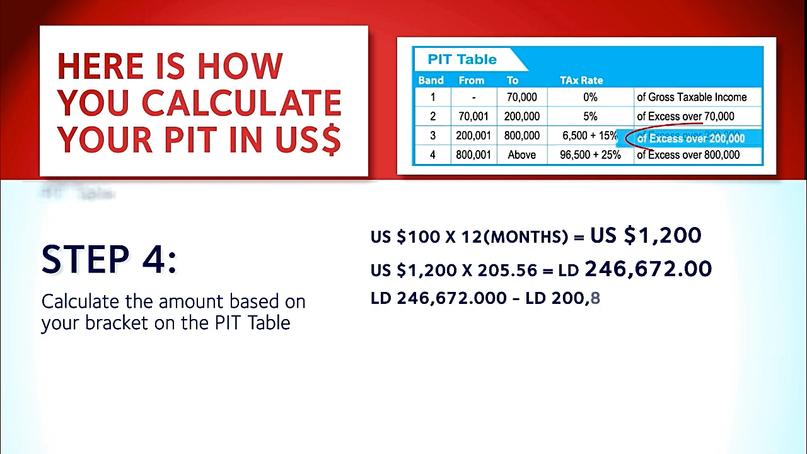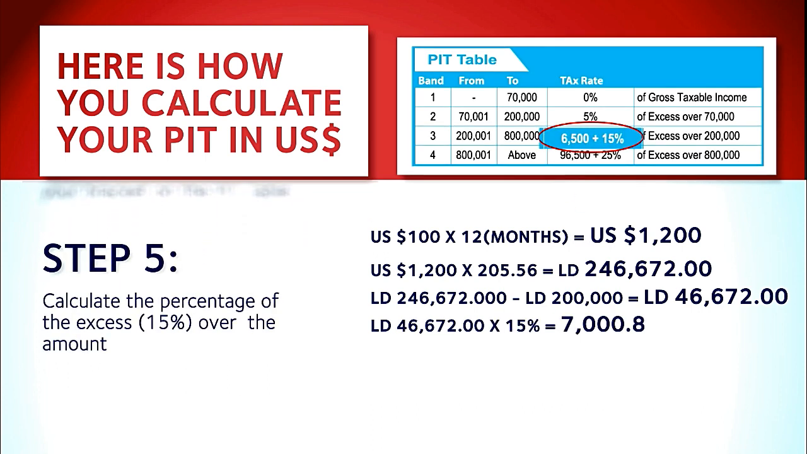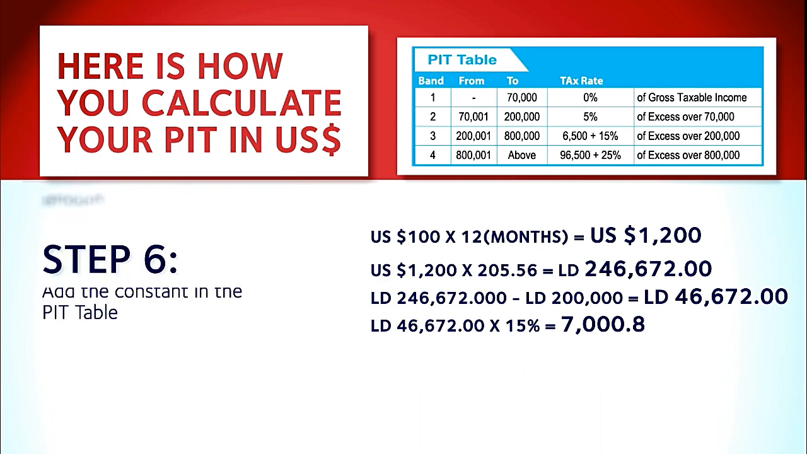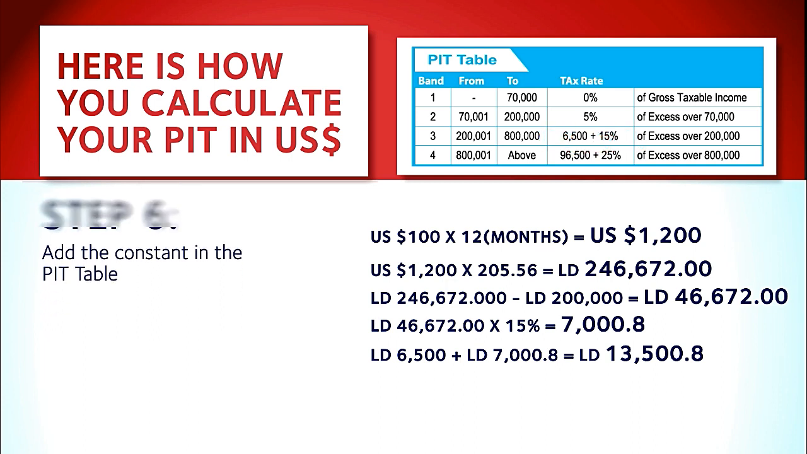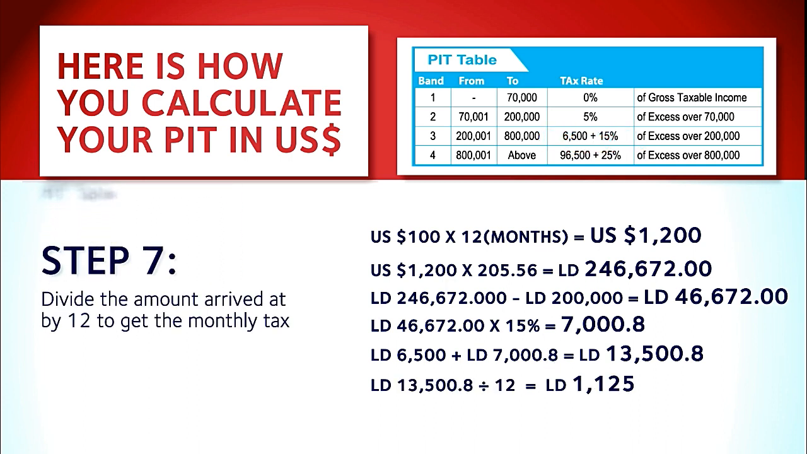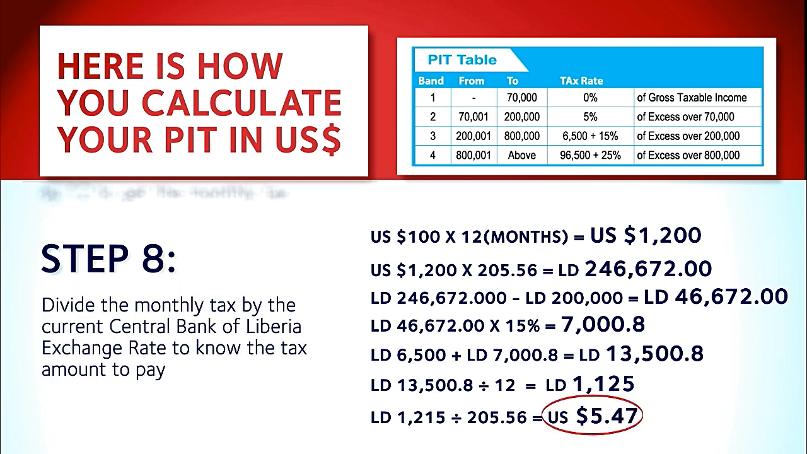Calculate the amount based on your bracket on the PIT table. Calculate the percentage of the excess. Add the constant in the PIT table. Divide the amount arrived at by 12 to get the monthly tax. Divide the monthly tax by the current Central Bank of Liberia exchange rate to know the tax amount to pay.